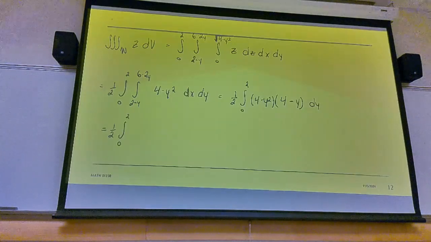All right, real quick. Expand that out. What do you got? 16 minus 4y minus 4y squared plus y cubed. You sure? Yeah. Excellent. And it didn't take you too long, so great job.